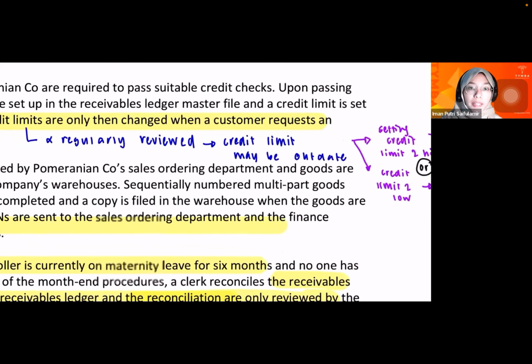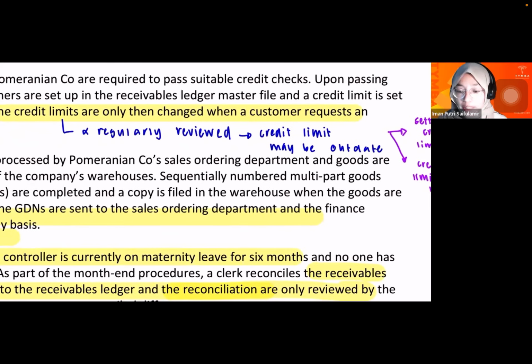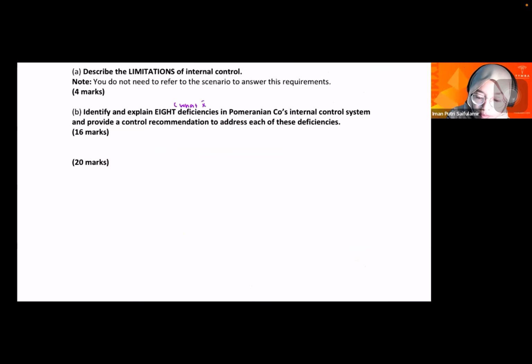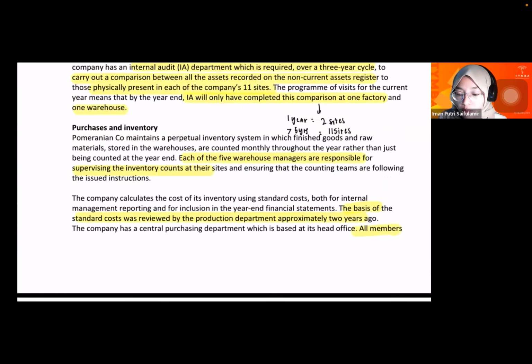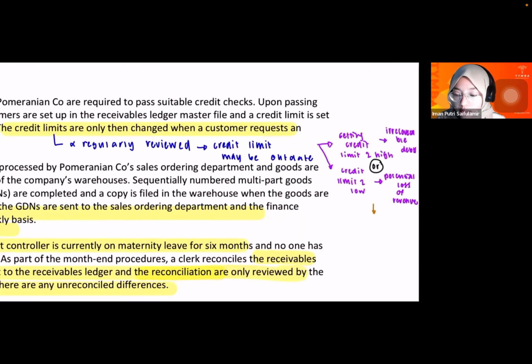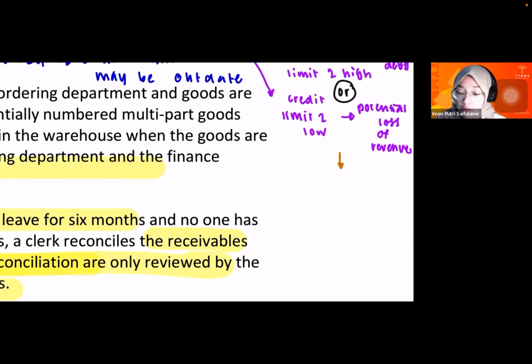All right. So when we are doing the control recommendation, guys, the deficiency is what they did not do or what they are doing wrong. The recommendation is we ask them to do it. Right now, they are not reviewing this regularly. That's the issue, right? So how can we word our control recommendation? It is simple, guys. We will just ask them to review the credit limit regularly, and then this has to be evidenced by a sign-off.